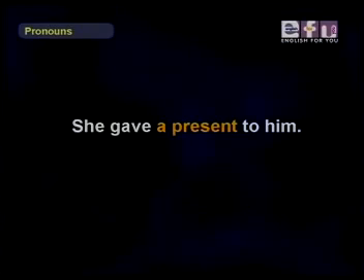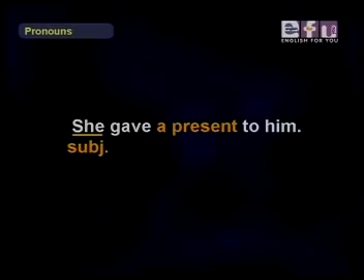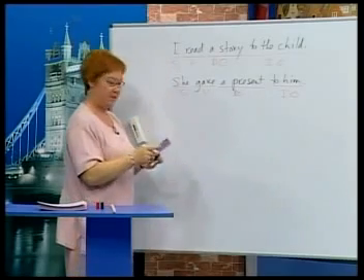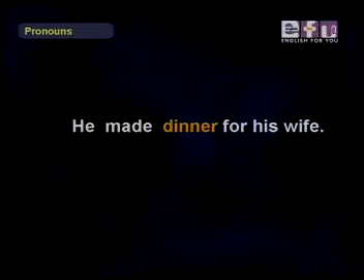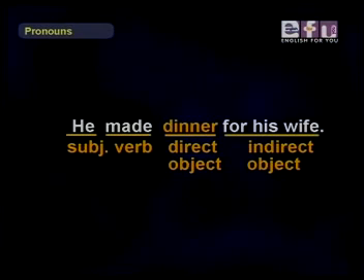Now, here's some more examples. She gave a present to him. Subject, she. Verb, gave. A present, direct object, to him, indirect object. Okay? And then one more example. He made dinner for his wife. What a nice man. Okay, he, subject, made, verb, dinner, direct object, for his wife is the indirect object.